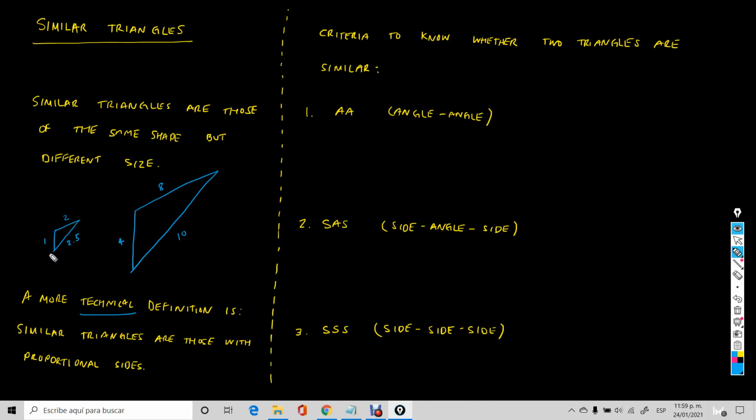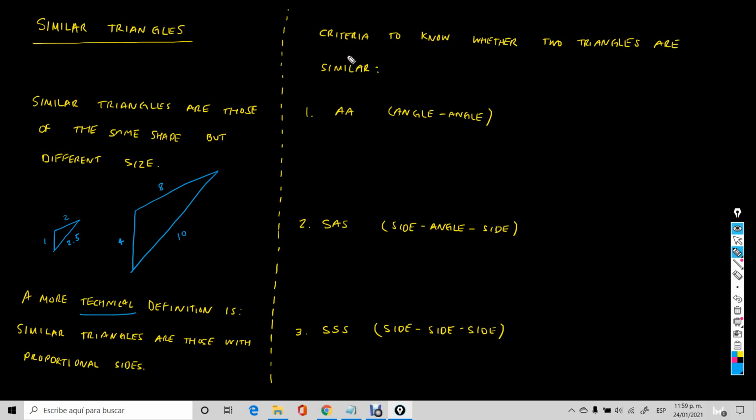This side is 4 times this one, this side is 4 times this one, and this side is 4 times this one. So all the sides are proportional, one by one, this with this, this with this, and this with this, and therefore we conclude that these two triangles are similar. So that's basically the whole idea behind similar triangles. Same shape but different size.